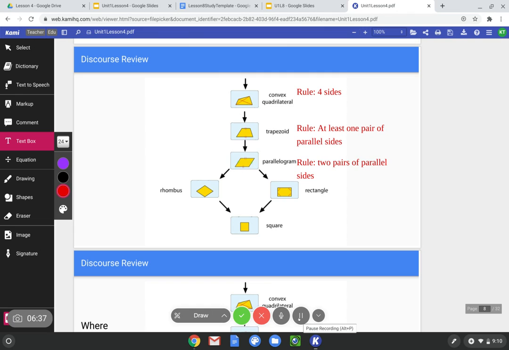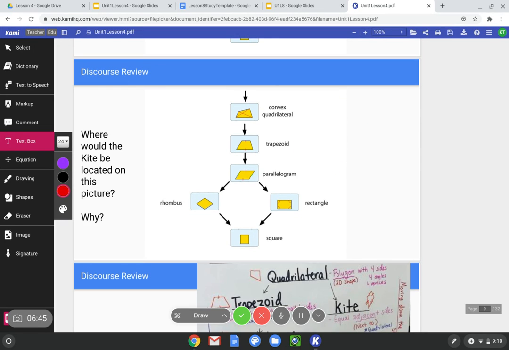And the rules for rhombus and rectangle get even more specific, which we will get into now. But a quadrilateral that we haven't mentioned yet is a kite. So where would a kite go on this chart? Because remember, a kite, let me write down the definition.